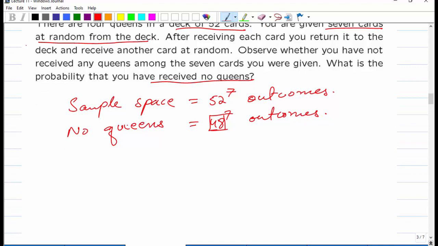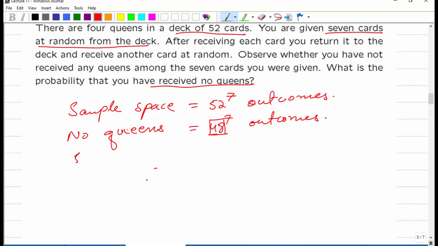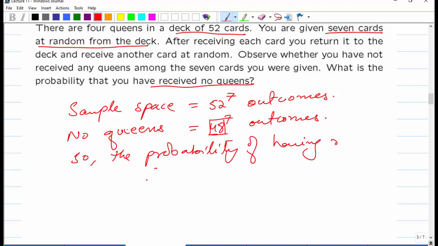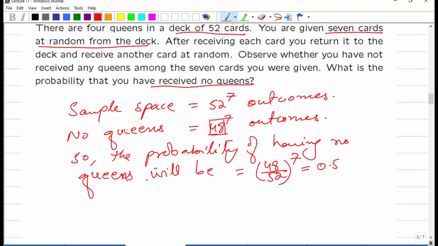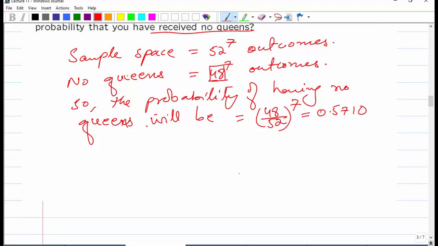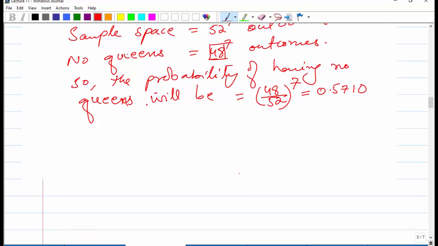So we have to see what is the probability. The probability of having no queens will be simply 48 over 52 power 7. So that comes out to be 0.5710.